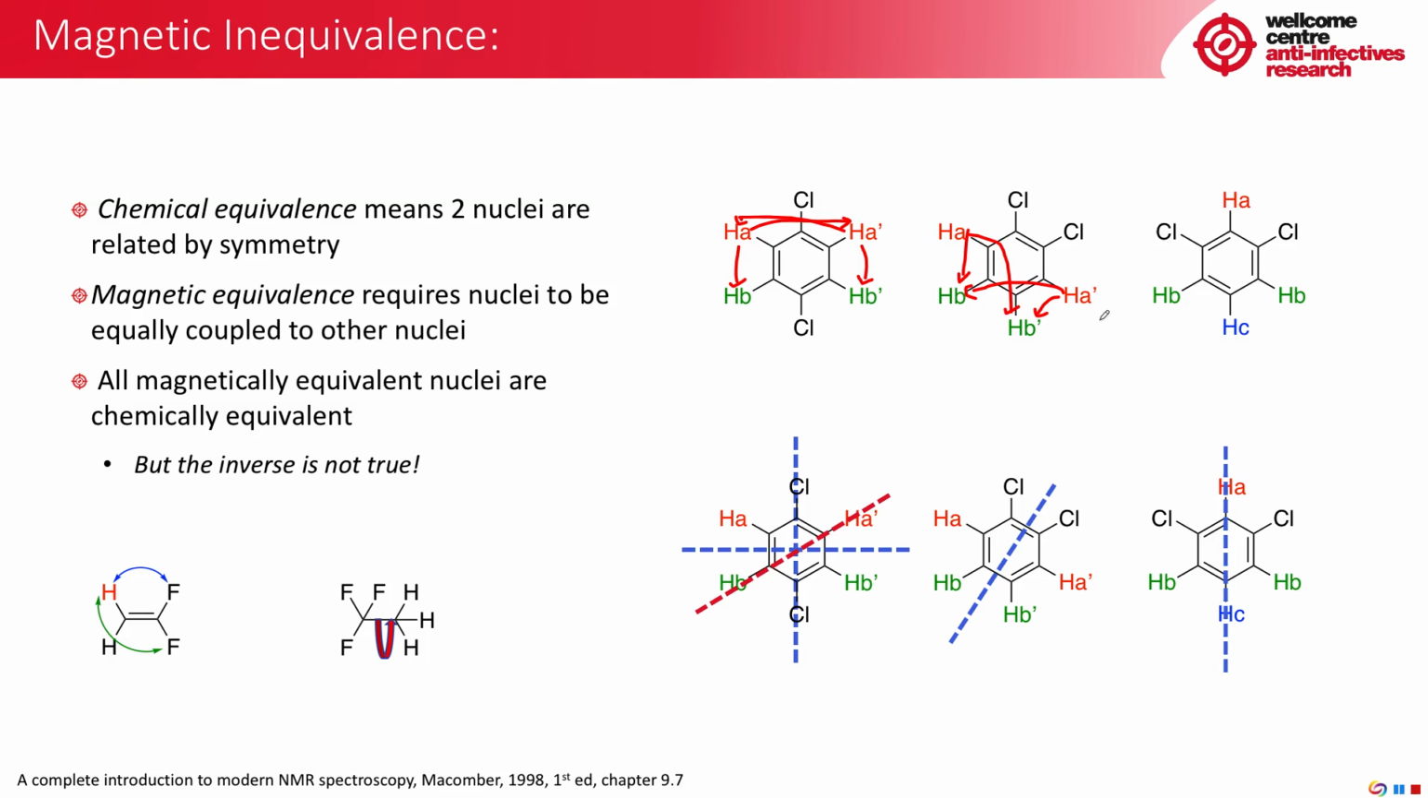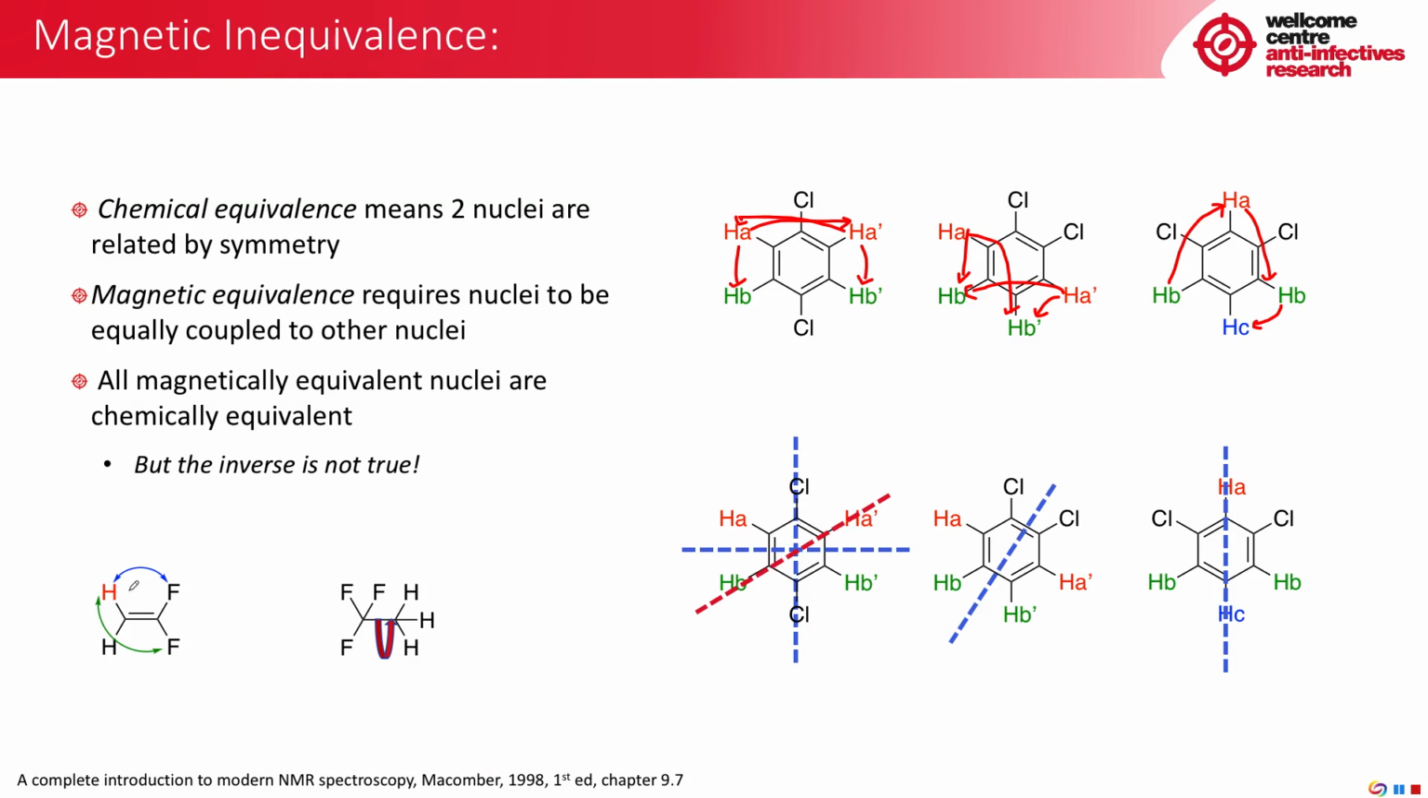By contrast, if we take the 1,3 isomer, because we could have a line of symmetry through here, HBs are in fact magnetically equivalent as well as chemically equivalent. You can see they will both couple in an equivalent fashion to HA and to HC. All of the nuclei that are magnetically equivalent are chemically equivalent, but not all nuclei that are chemically equivalent are in fact magnetically equivalent.